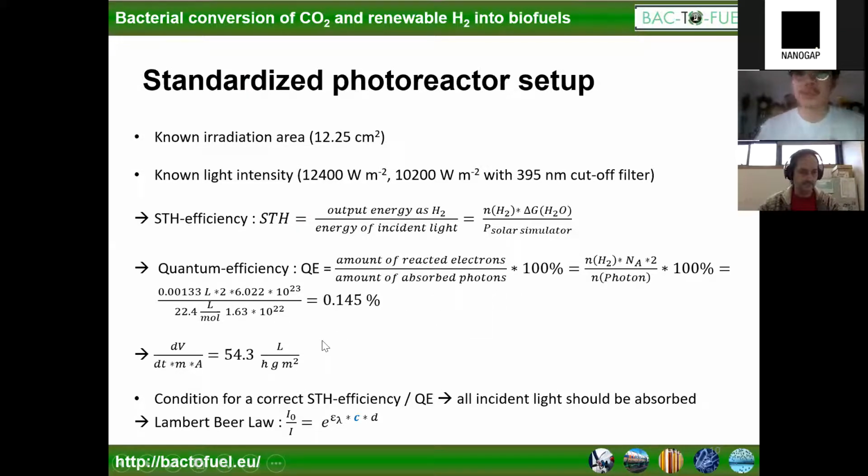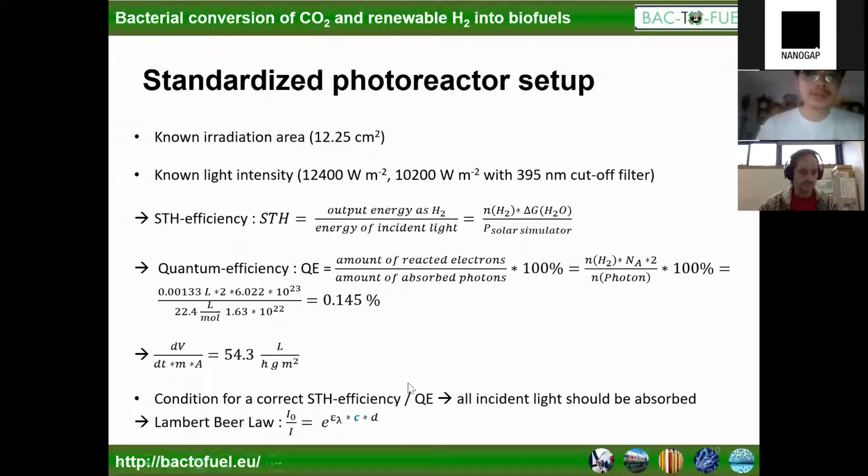So we knew the band gap of this photocatalyst. It was titanium dioxide with platinum on the surface as co-catalyst to improve the hydrogen evolution reaction. And with these numbers, we got 0.145% quantum efficiency, which is quite low. But it's just to demonstrate how to measure this kind of photocatalyst under standardized conditions.